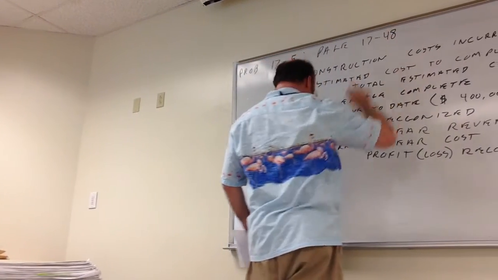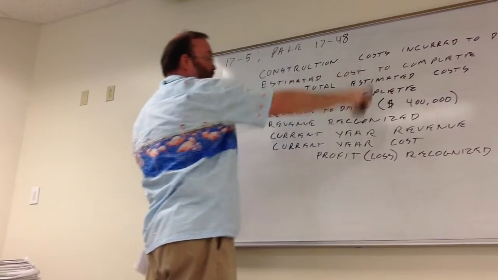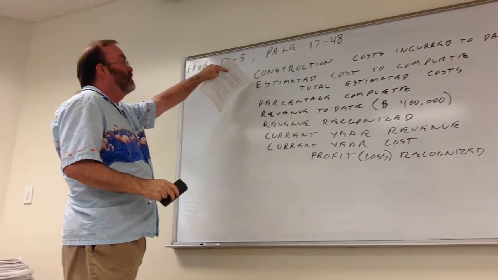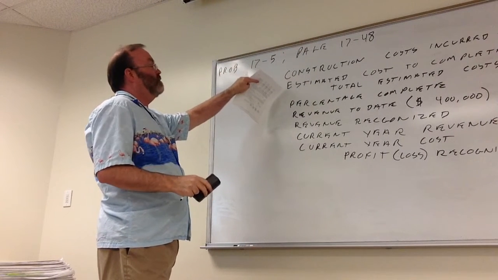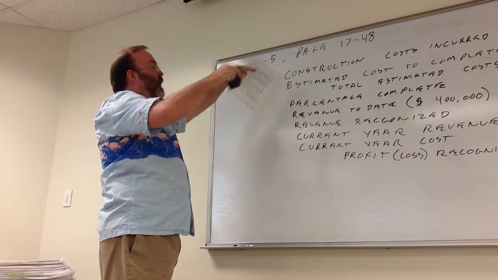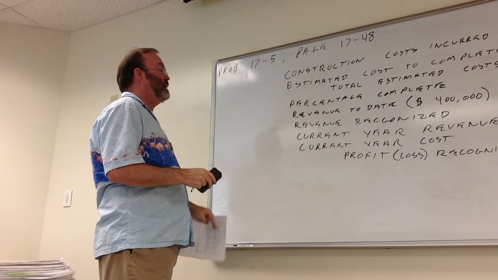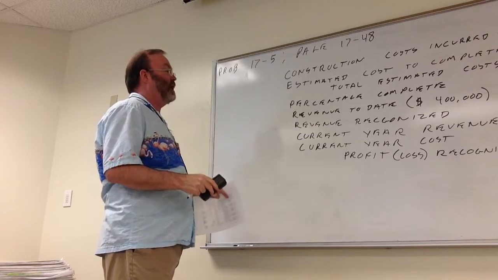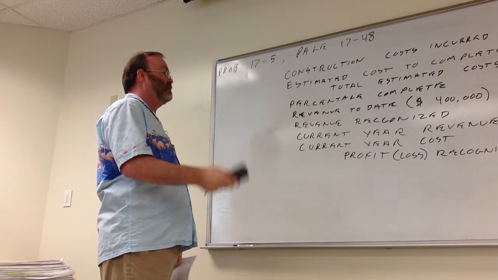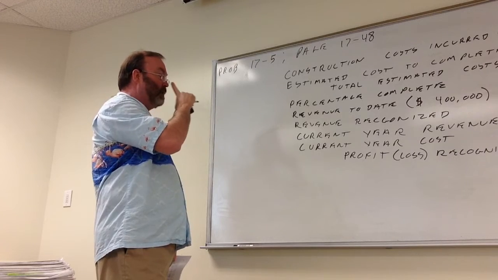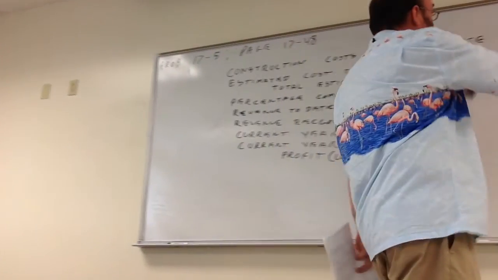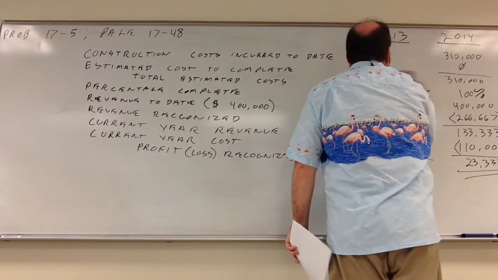Are we going to use the same table? Yeah, all of the lines are always the same in these calculations. We're always going to take the construction cost incurred to date, add it to the estimated cost to complete to come up with total estimated cost. Dividing the top line from the third line will give us the percentage complete. Multiplying that by the contract price will give us the revenue to date. Subtract out the revenue we've already recognized in years past. That'll give us the current year's revenue, and then we can subtract the current year's cost to come up with the profit or loss. So yes, all of those lines are always going to be the same.